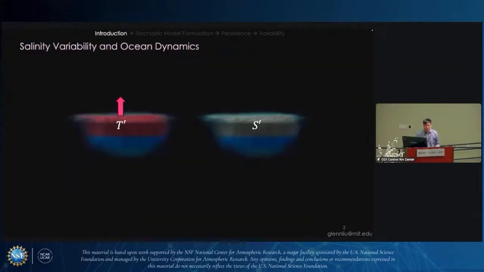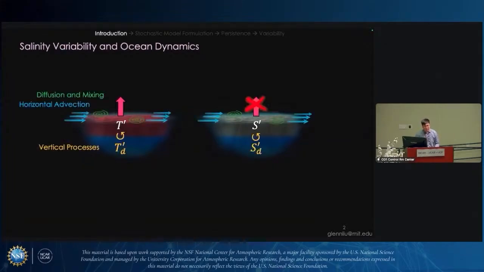That anomaly is damped to the atmosphere via air-sea heat fluxes. But for a salinity anomaly, you don't have the same atmospheric damping. However, both variables are impacted, presumably by the same ocean processes, like diffusion and mixing, horizontal advection, and vertical processes like entrainment. So you can often think of salinity variability, particularly the damping of salinity, as sort of the representation of the sum of all these ocean processes.